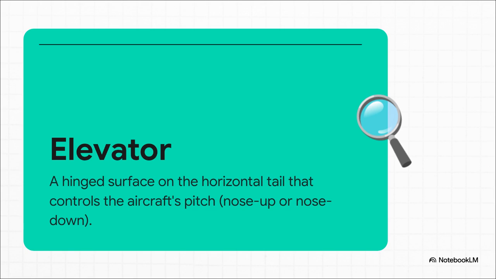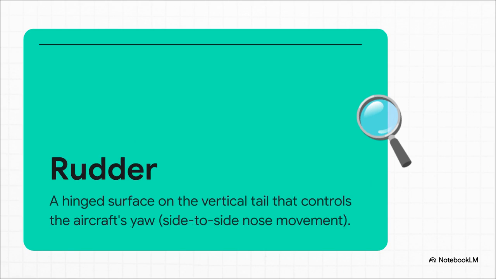Okay, so what about pitching the nose up and down? That's the job of the elevator way back on the tail. So when the pilot pulls back on the control yoke, the elevator flips up. This pushes the whole tail assembly down, which in turn points the nose up toward the sky. This is absolutely critical for climbing, for descending, and especially for that little flare right before you touch down for a landing.